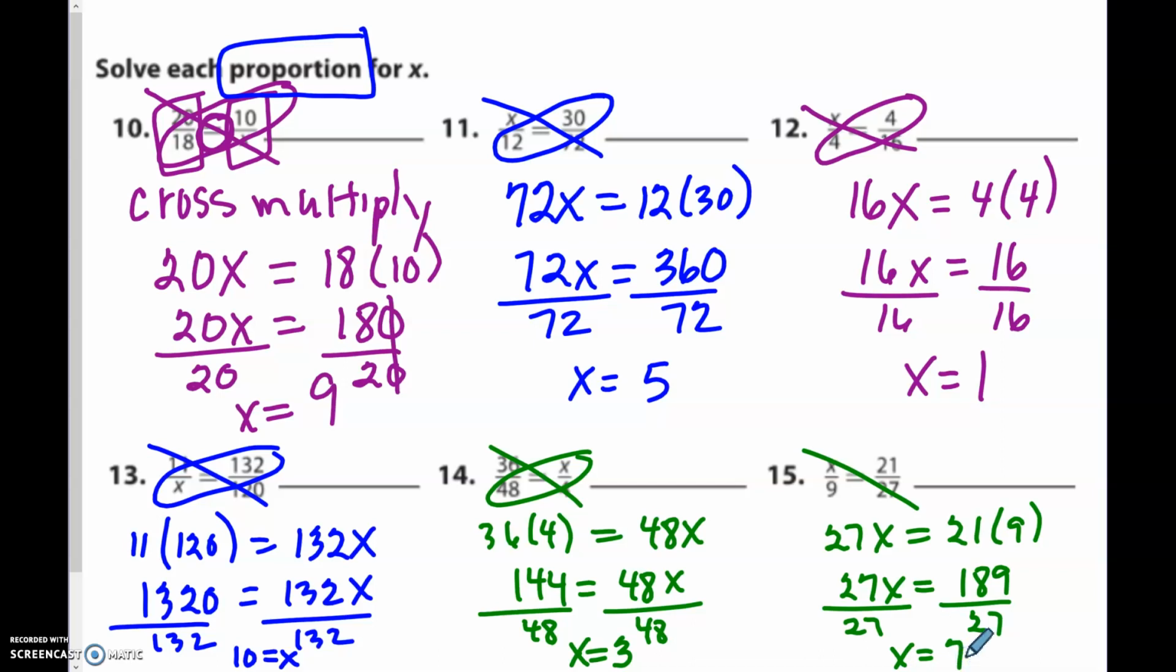So remember, we start by having a ratio set equal to another ratio. And when we have two ratios equal to each other, like here with this equal sign, that's when it becomes a proportion. And we solve a proportion by cross multiplying.